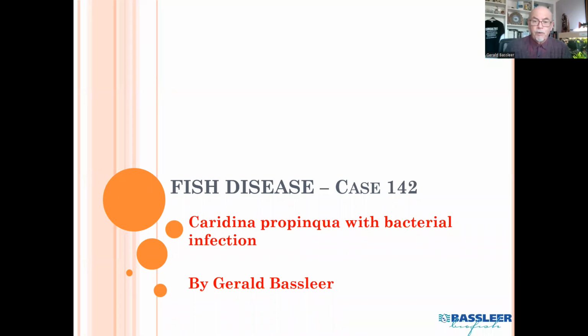And today, the one you selected is on a case of fish disease on a Caridina. Yes, an ornamental shrimp. And they also can have infections and diseases. And sometimes we come across and we can find our observations using the microscope. And that's what I will share with you on my screen here, that we found in this Caridina propinqua a bacterial infection. Let me show my findings.